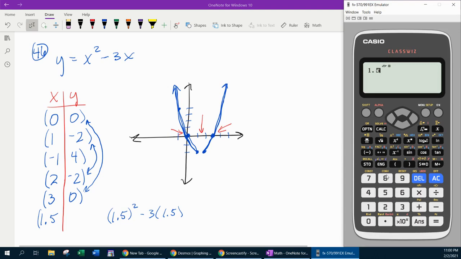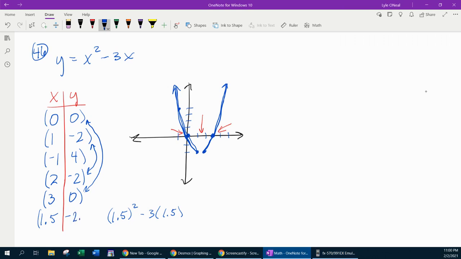Nothing wrong with using the calculator to do the arithmetic. 1.5 squared minus 3 times 1.5. And my calculator, remember, defaults to a fraction. I would really rather plot the decimal, so I'm going to hit the SD button. Negative 2.25. And notice that that is a little bit lower than negative 2.